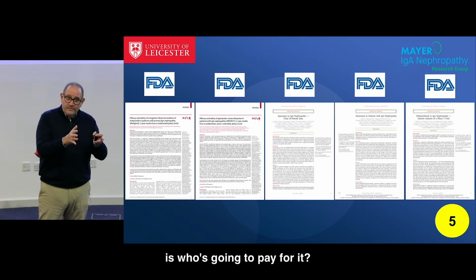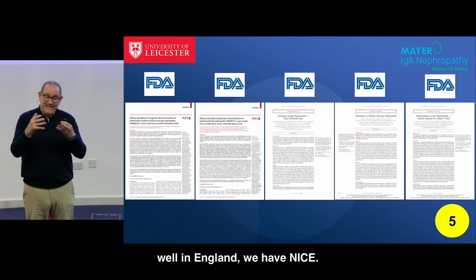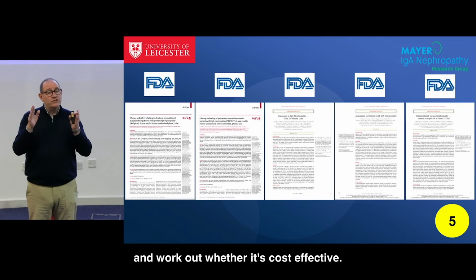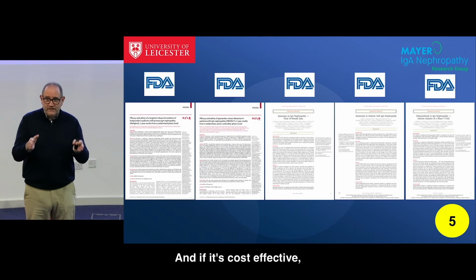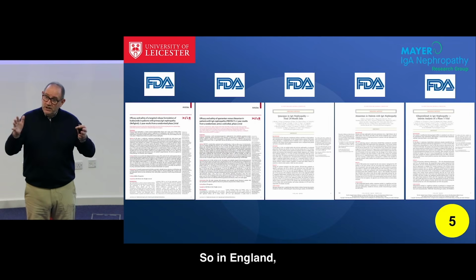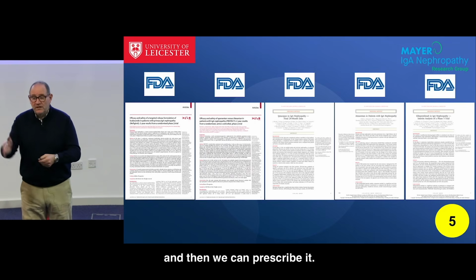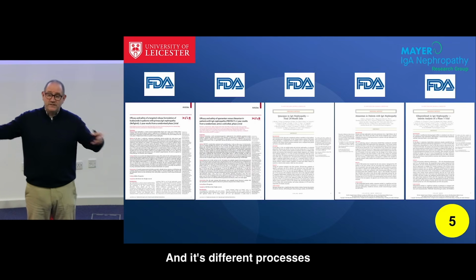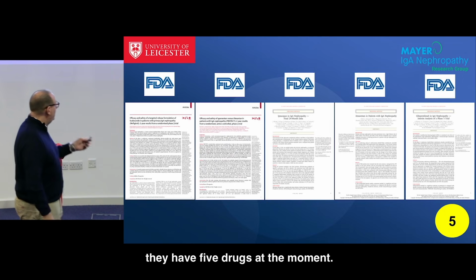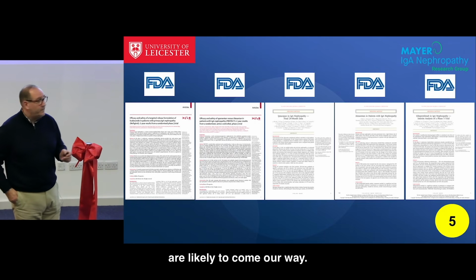The next thing is who's going to pay for it. So in England, we have NICE. NICE will take a look at the drug and work out whether it's cost effective. And if it's cost effective, I can prescribe it as part of the same as any other tablet. So in England, MHRA approve the drug, NICE say we can prescribe it, and then we can prescribe it. And it's different processes in different parts of the world. But generally, most drugs are approved in America first. So in America, they have 5 drugs at the moment, and all of these are likely to come our way.